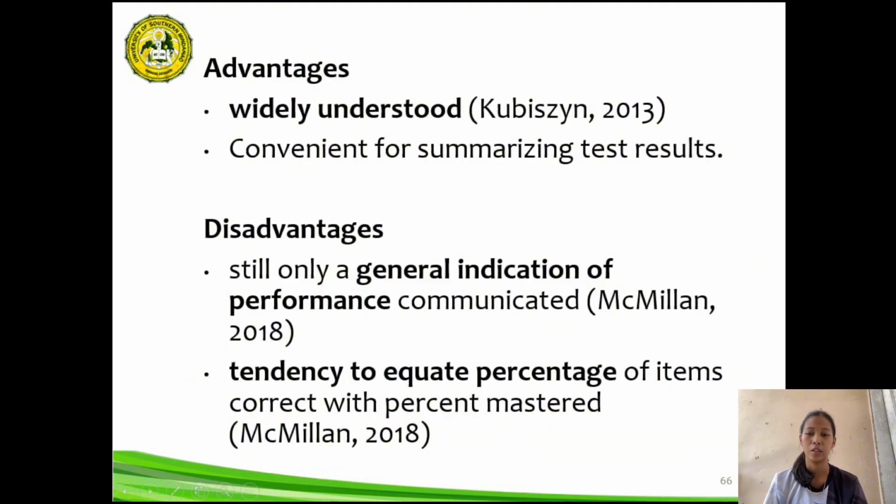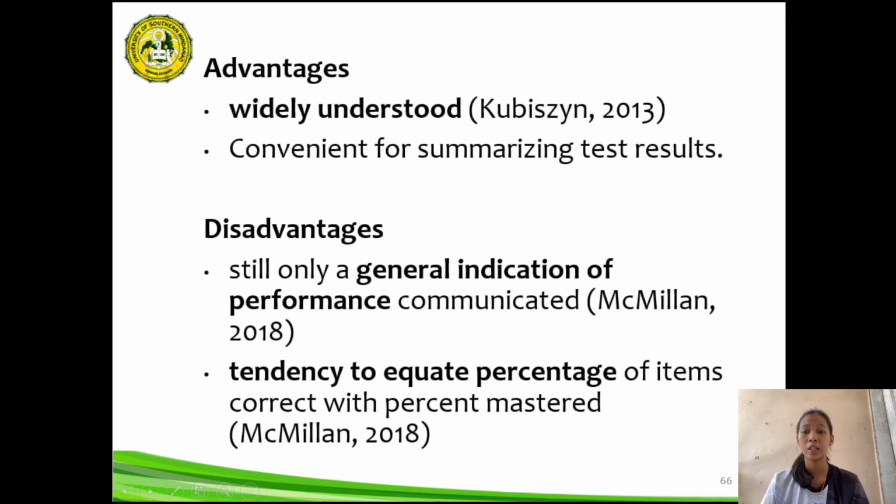Next is the disadvantages. It's still only a general indicator of performance according to Macmillan 2018. A number does not show specific strength or weakness in learning. Example, a student scoring 80 out of 100 may have excelled in half of the questions but completely missed the essential skill tested in the other half. The teachers and students or the parents may think that the students may fully understand the topic, but in fact, the important concepts were not understood.